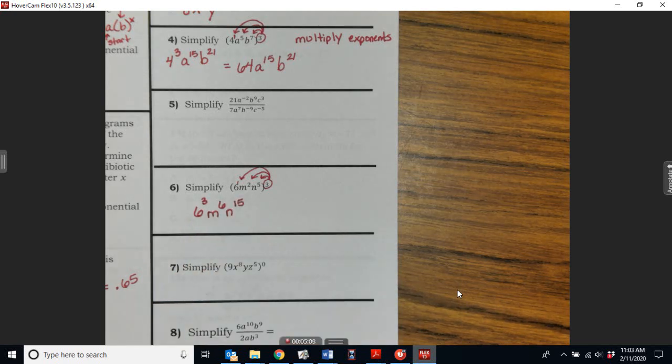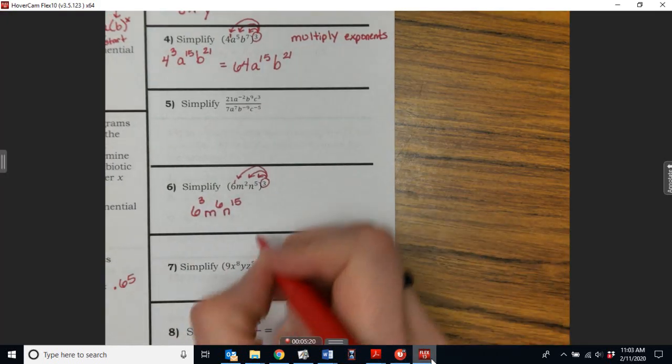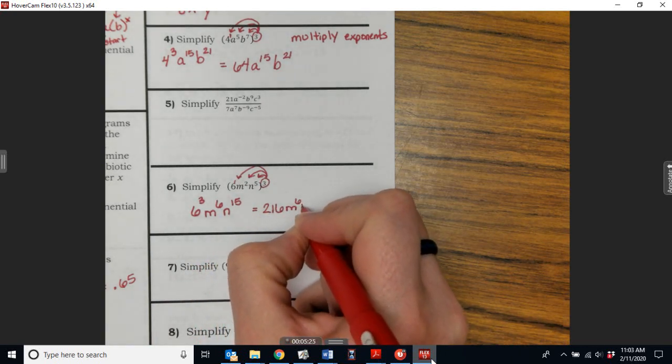And again, I go to my calculator and I type in 6 to the third power. We're not typing anything else. And that gives me 216. So 216, m to the 6th, n to the 15th.